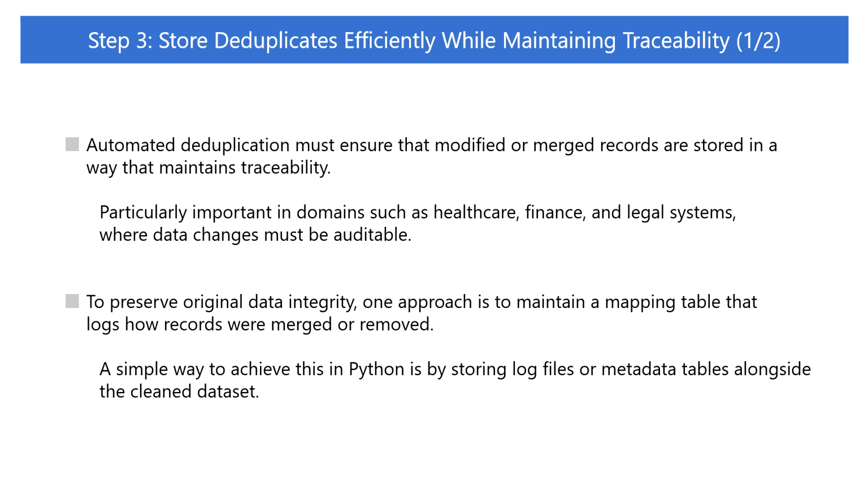Automated deduplication must ensure that modified or merged records are stored in a way that maintains traceability. This is particularly important in domains such as healthcare, finance, and legal systems, where data changes must be auditable. To preserve original data integrity, one approach is to maintain a mapping table that logs how records were merged or removed. A simple way to achieve this in Python is by storing log files or metadata tables alongside the cleaned dataset.